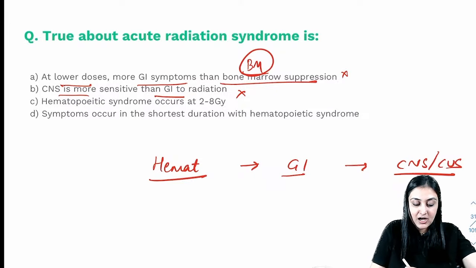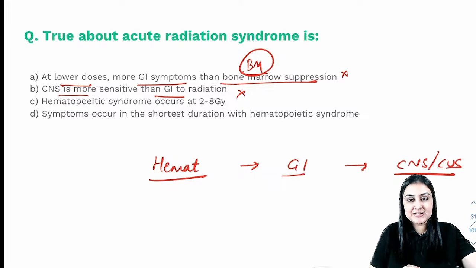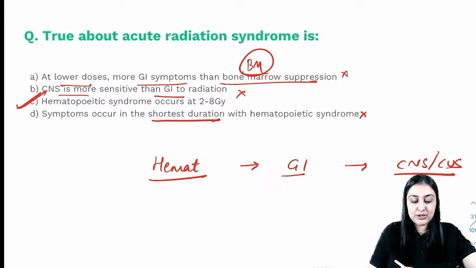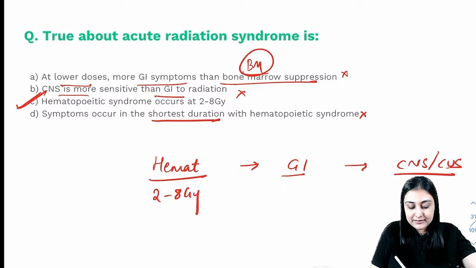So hematopoietic occurs at 2 to 8. We'll put a pin on this. I don't remember the number. I will put a pin on this. Let me read the fourth option. That is how you approach the exam. Symptoms occur in the shortest duration with hematopoietic. No. Symptoms are going to last the longest. So this is correct. Hematopoietic occurs at 2 to 8 grays.